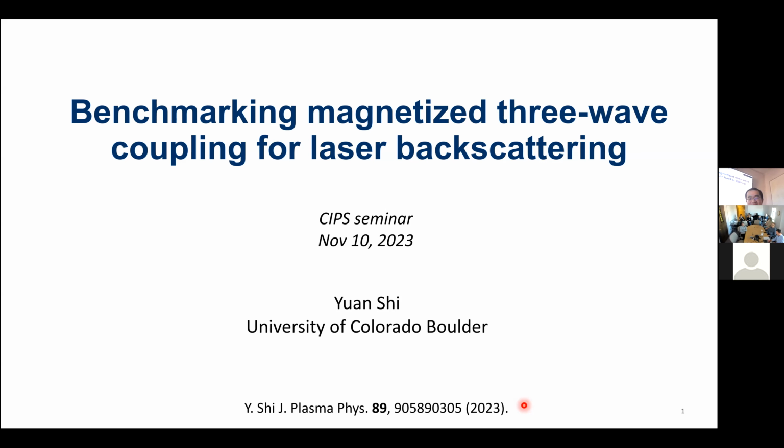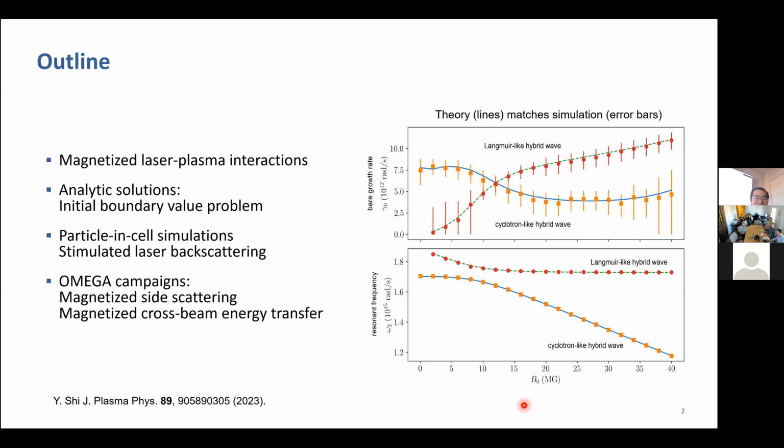So today I'll be talking about one sub-area of my research, which is magnetized three-wave interactions. I will tell you why we want to study magnetized three-wave interactions, and I will get to how we manage to have a theory and simulation, and they match up very nicely by plasma physics standards. And then we have some ongoing experimental campaign at the Omega facility. At the end, I will briefly mention those.